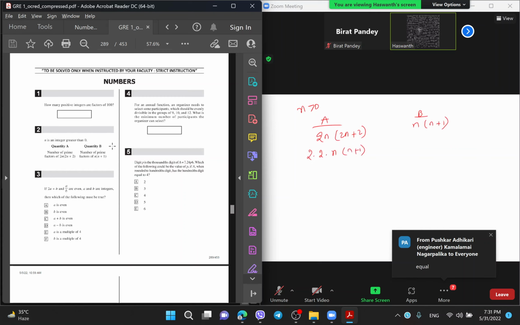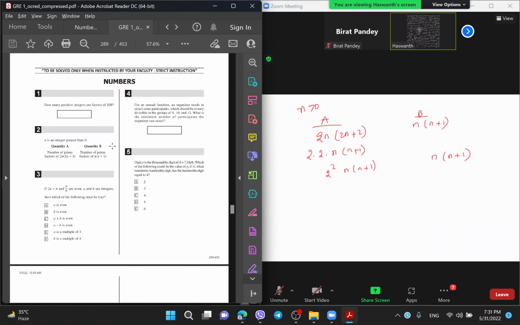Yeah, both will be equal. 2 square into n plus 1. Quantity A is 2 square into n plus 1. Quantity B is n into n plus 1. Now the only difference between these quantities is that we multiply 2 square to quantity B, we get quantity A. Now because of multiplying 2 square, are we bringing any new prime factors? No. Now also carefully observe, he is not asking us to compare the number of factors. He is asking us to compare the number of prime factors.